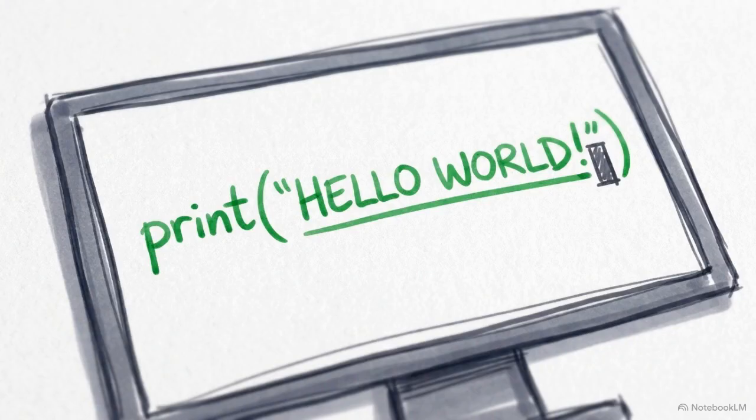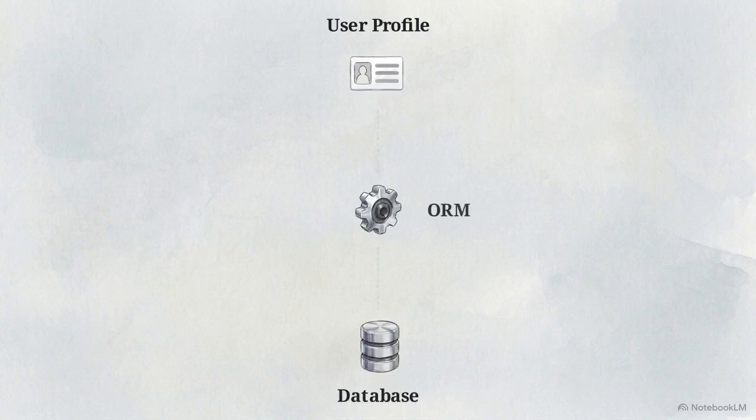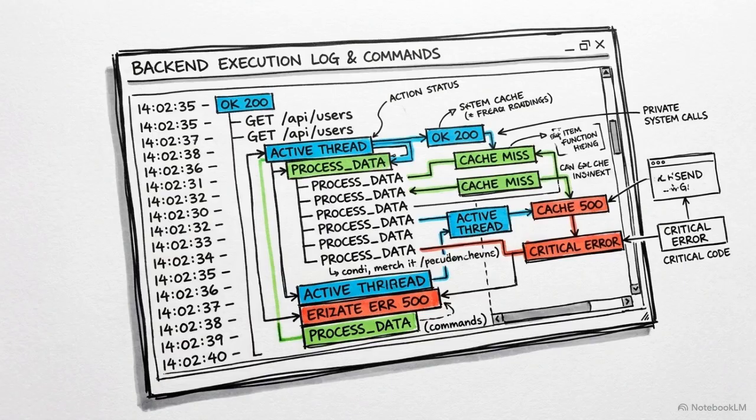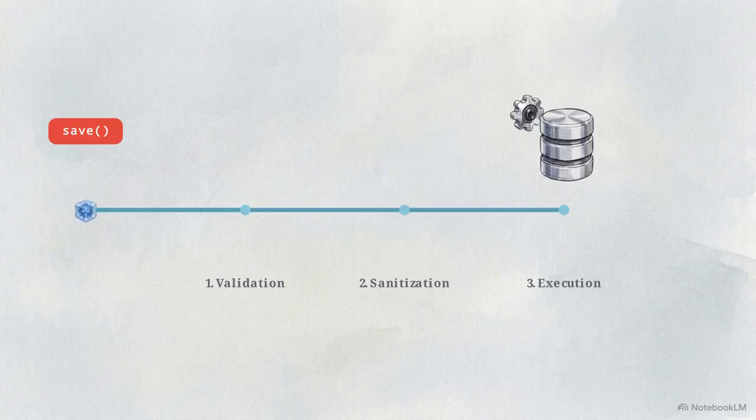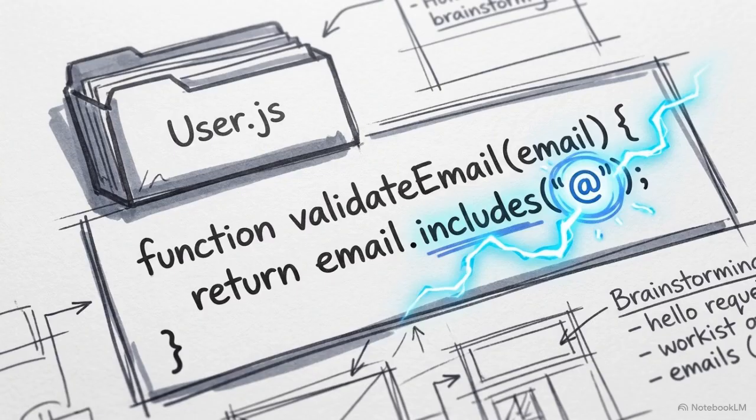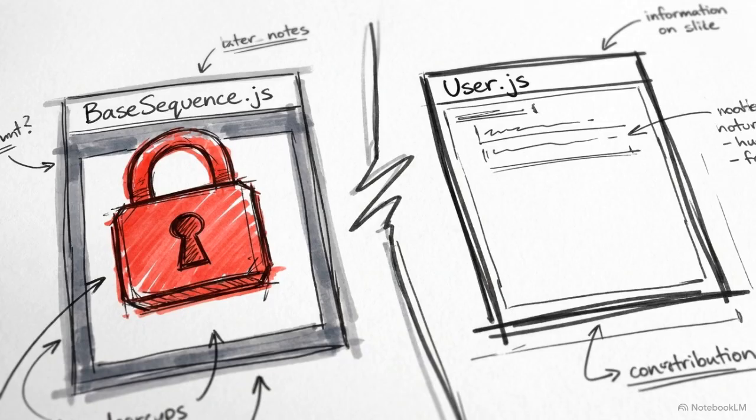To observe how this tension is resolved in practice, we can look at the lifecycle of saving an object, like a user profile, to a database using an object relational mapper, or ORM. When you tell the application to save that user, it doesn't execute a single database command. It triggers a cascade of background operations, validating the data format, sanitizing the text inputs, and executing the actual SQL query. The framework allows the user class to define its own validation rules, but it doesn't give that subclass the authority to skip steps or alter the overarching sequence.